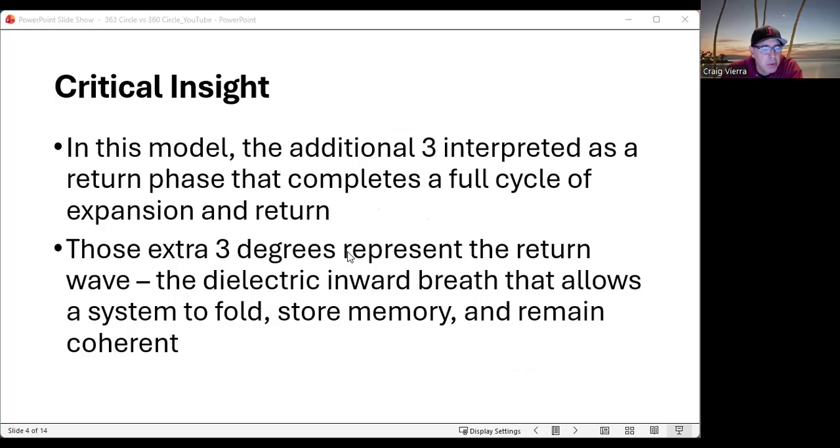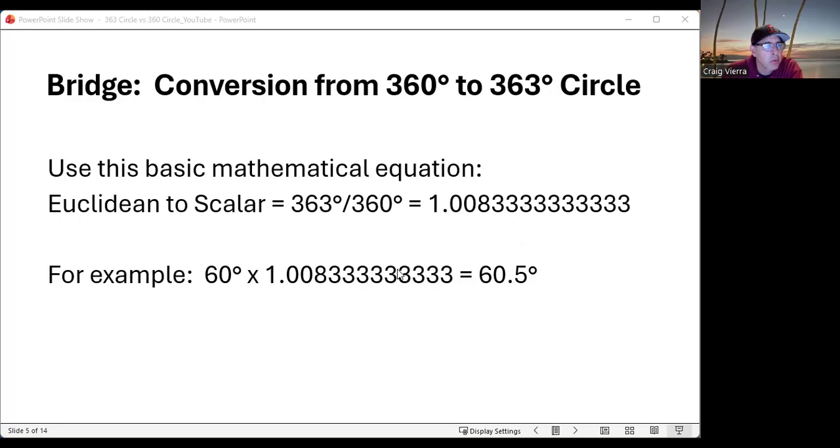So as you look at these extra 3 degrees, what they represent is really the return wave, which I've characterized as the dielectric, the inward breath that allows the system to fold, store memory, and remain coherent. So if you're wondering what that additional 3 degrees means, that's what it is.